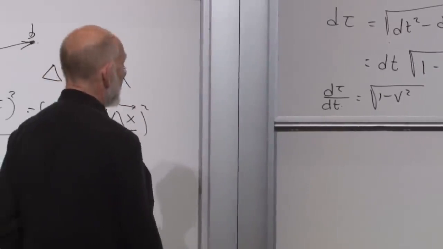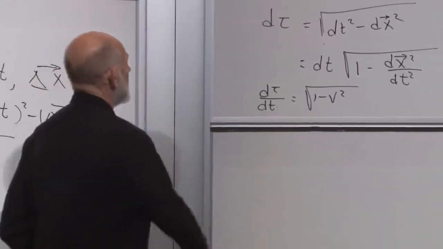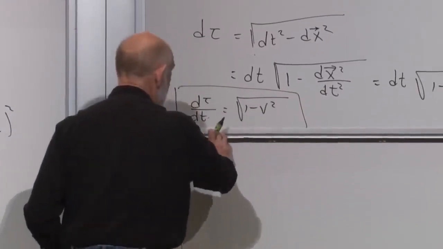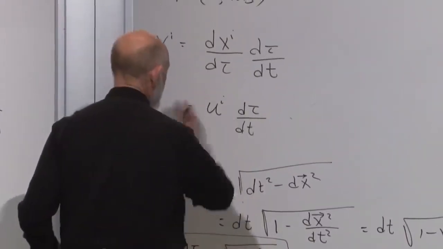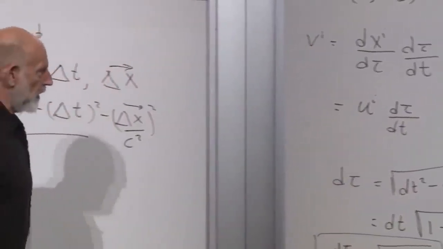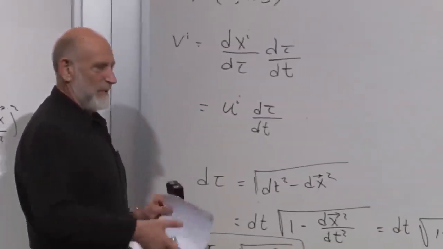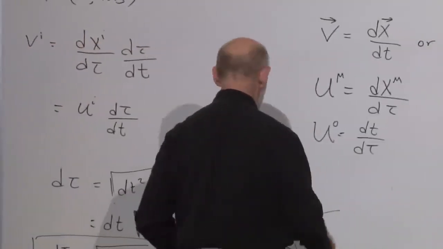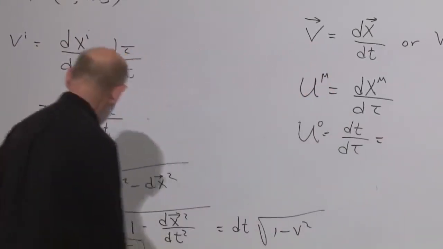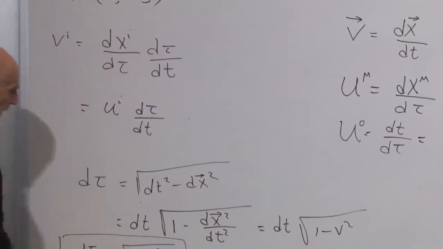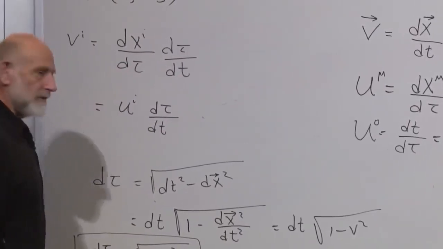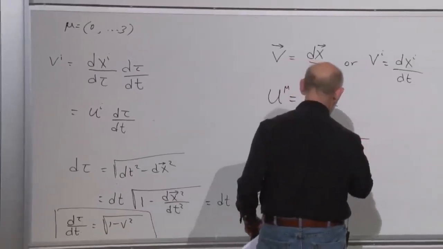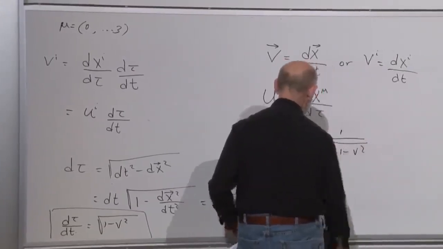All right, let's see, where were we? What we want from here is this equation over here. I've crowded too many equations together. I'm making a bit of a mess of the blackboard in any case. First of all, u naught is equal to dt by d tau. d tau by dt is the square root of 1 minus v squared. What is dt by d tau? It's 1 over that. So u naught is 1 divided by the square root of 1 minus v squared.